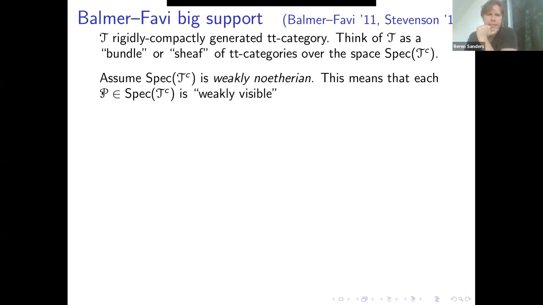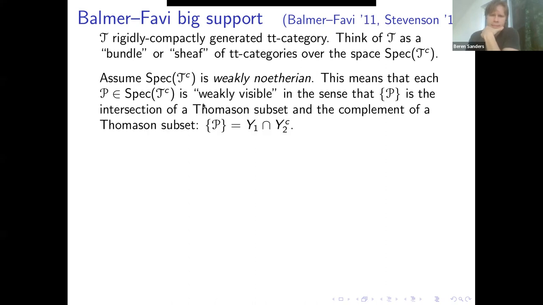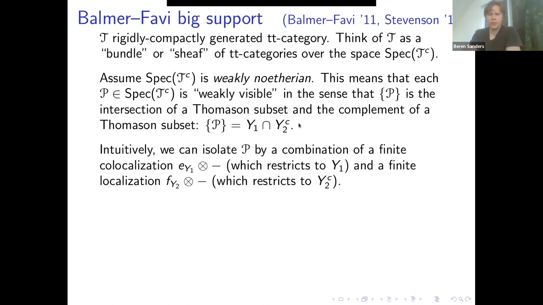And what this gives us is that every point in our space is weakly visible, which can be characterized in a couple of different ways. But in particular, it tells us that the singleton set consisting of the prime P can be written as the intersection of a Thomason subset and the complement of a Thomason subset. Now that might sound like a strange condition, but intuitively what it allows us to do is isolate the point P by the combination of a finite co-localization, which morally is restricting us to Y1, combined with a finite localization, which basically amounts to restricting to Y2 complement. And so by combining a finite co-localization with a finite localization, we're restricting attention to the prime P.